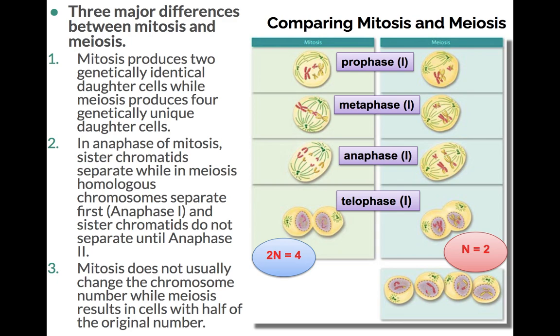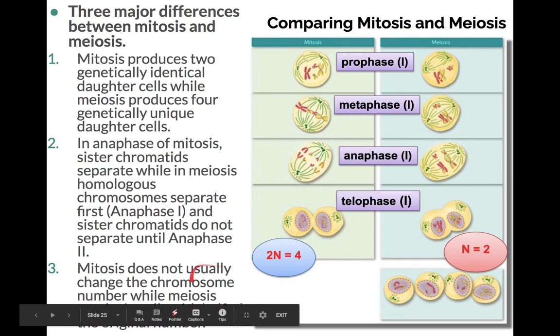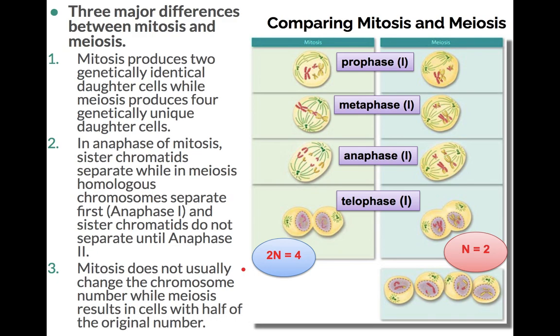And then number 3. Mitosis does not change the chromosome number. Again, the whole goal of mitosis was just to produce genetically identical new cells, while meiosis results in cells with half of the original number.